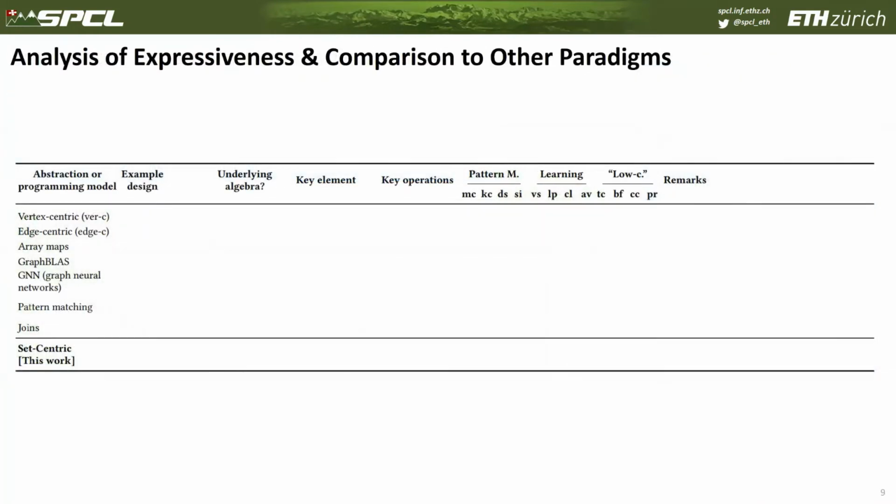We analyze the expressiveness of our set algebra based paradigm, comparing this to other paradigms. So here in this table, you can see a couple of different things. In this leftmost column, you can see different abstractions or programming models for graph analytics. So we compared the set-centric paradigm to the vertex-centric paradigm, to the edge-centric paradigm, and to other popular abstractions used for programming graph algorithms. And on the first row, we can see different aspects that we are considering. So an example scheme and whether there is an underlying algebra, what is the key element and the key operations of a given paradigm, and then something which is most important for us in this slide are the supported problems.